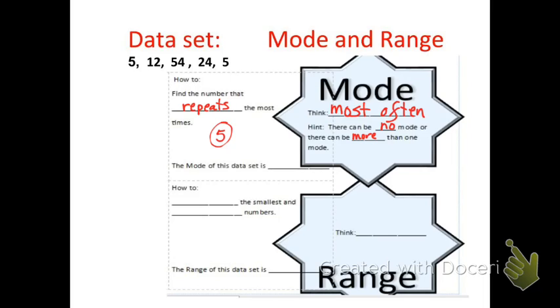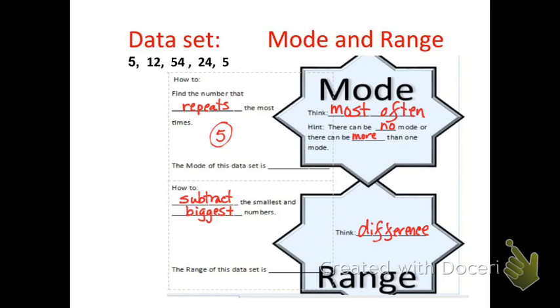All right. Now, let's go to our last one, which is range. Okay? So range, I want you to think difference. For range, you're just going to think difference. For your how-to, you're going to subtract the smallest and the biggest numbers. So in other words, you find the smallest number, you find the biggest number, and you subtract.